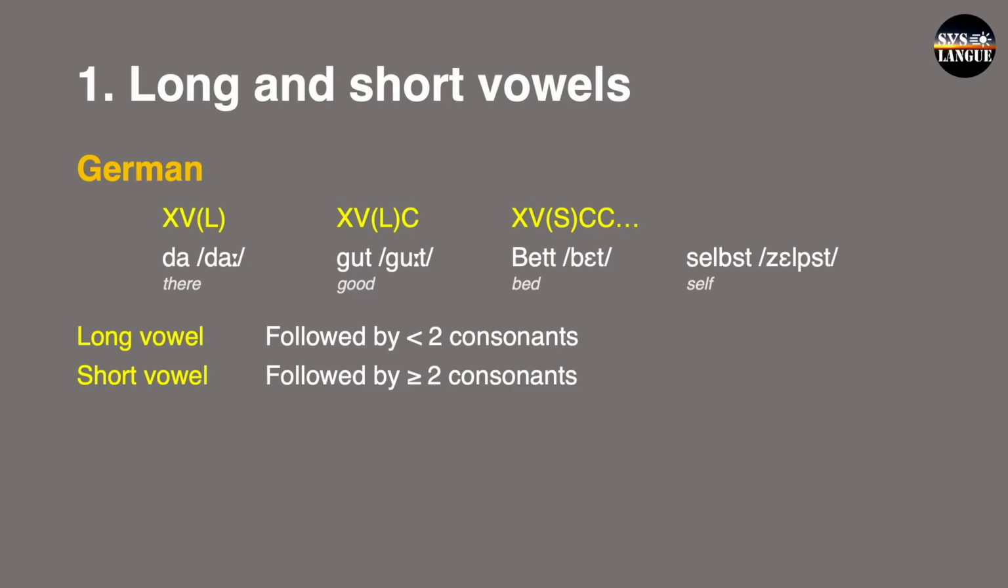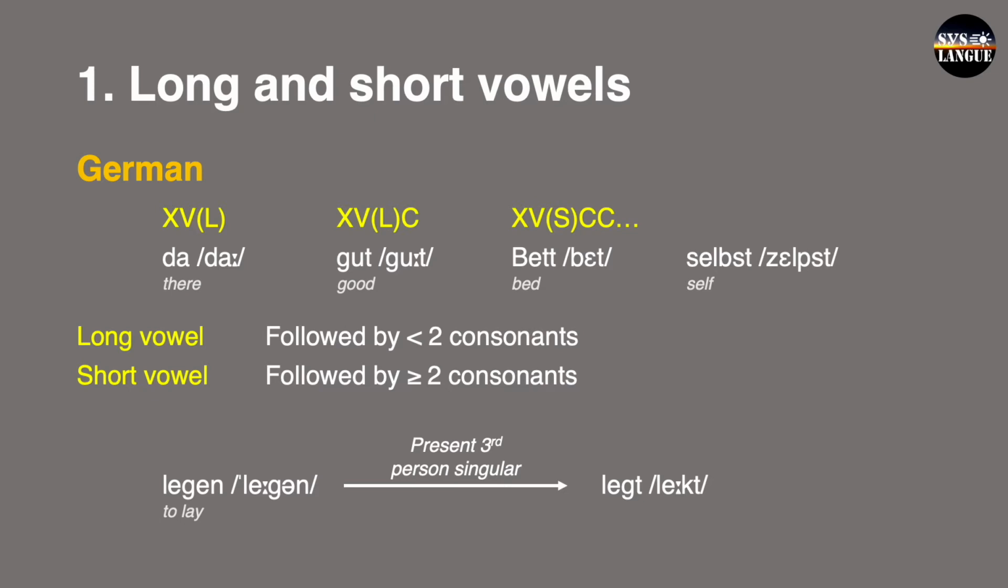Let's take a look at another phenomenon. This is a German verb legen. Its present tense third person singular is legt. The form seems to reflect a short vowel, but it is actually still a long vowel. This is an exception, and it breaks the rules.